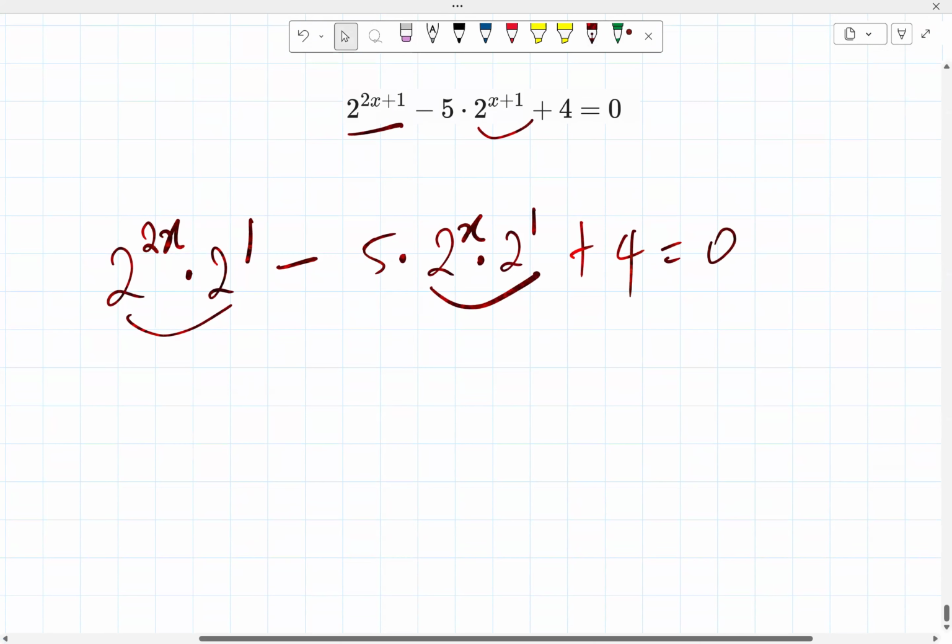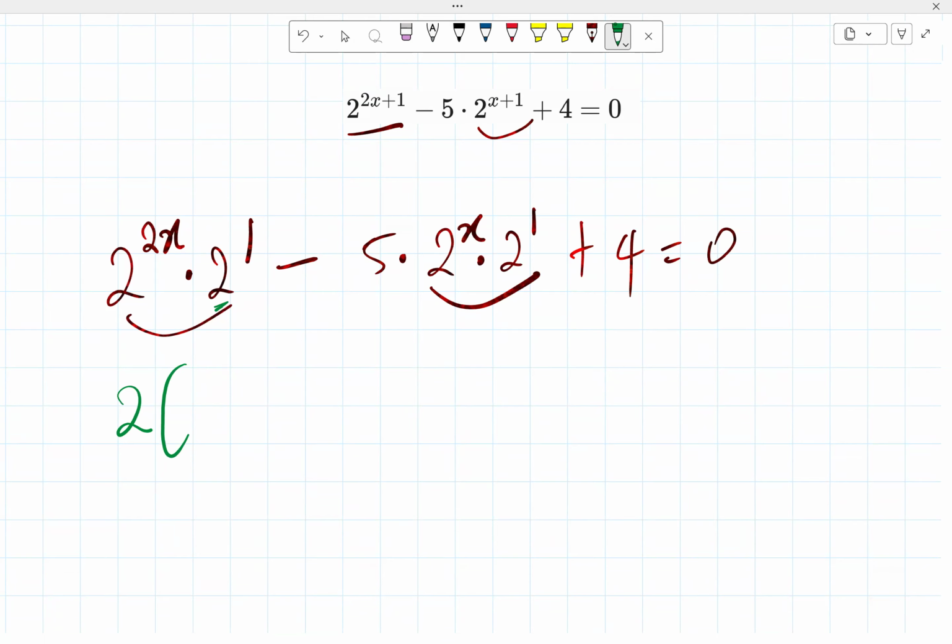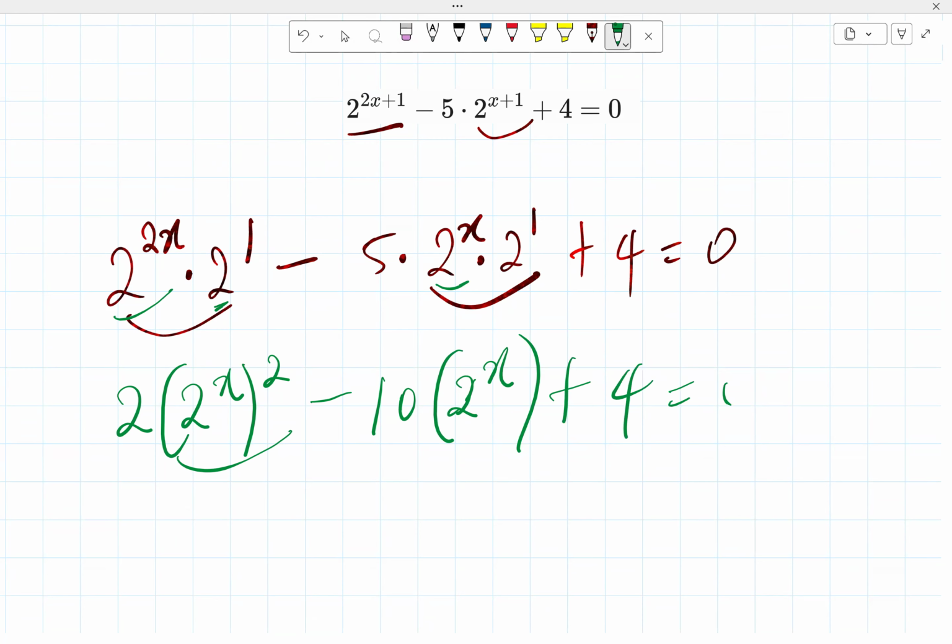Now further, to make things tidy, this is more like 2 into 2 raised to 2x, which is now 2 raised to x, all squared, because 2x all squared is this expression. Then minus 5 times 2, which is 10, into 2 raised to the power x, plus 4 equals 0. So with this, we've tidied it up a little bit.